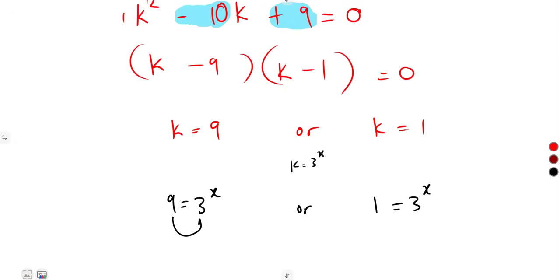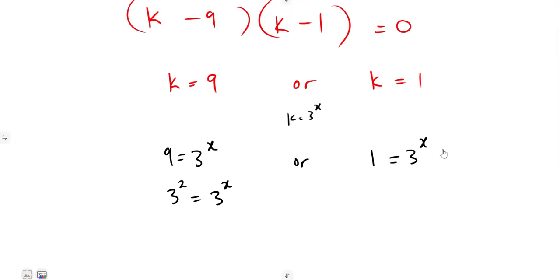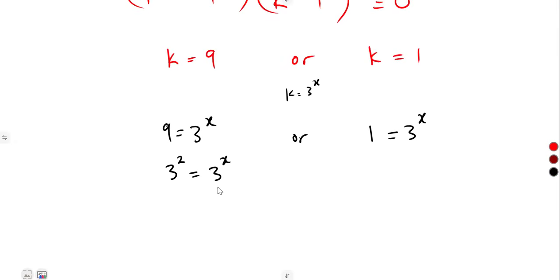9 in the base of 3, that is 3 to the exponent of 2, is equal to 3 to the exponent of x. So as the bases are the same, it means our exponents will be the same. So therefore, x is equal to 2.